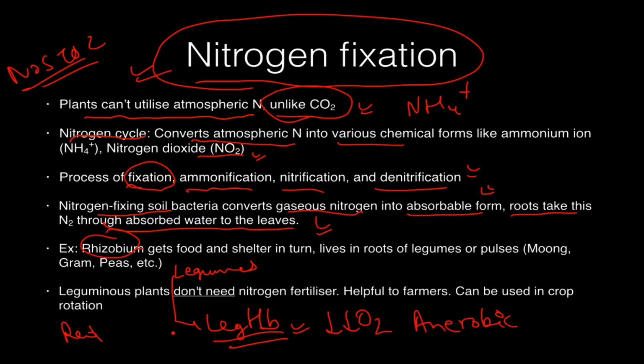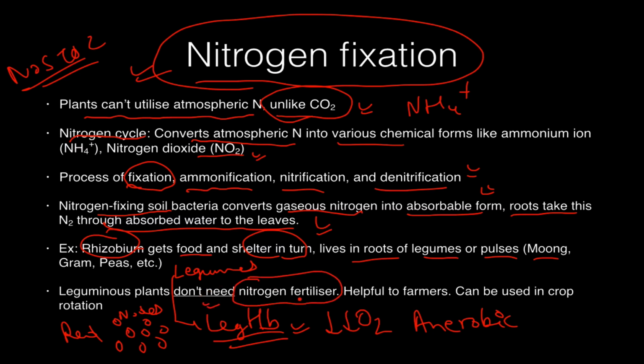Actually, take out a pulse plant and you will see these huge, thick lumps. They are called nodules, and if you cut them, they will be red in color because of leg hemoglobin. And they get food and shelter in turn. They get food and shelter from plants, and they live in the roots of legumes or pulses like moong, gram, peas, etc. Leguminous plants don't need nitrogen fertilizer.